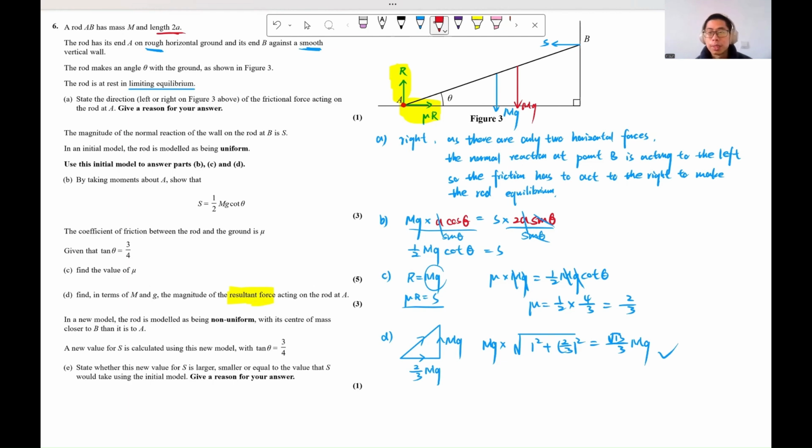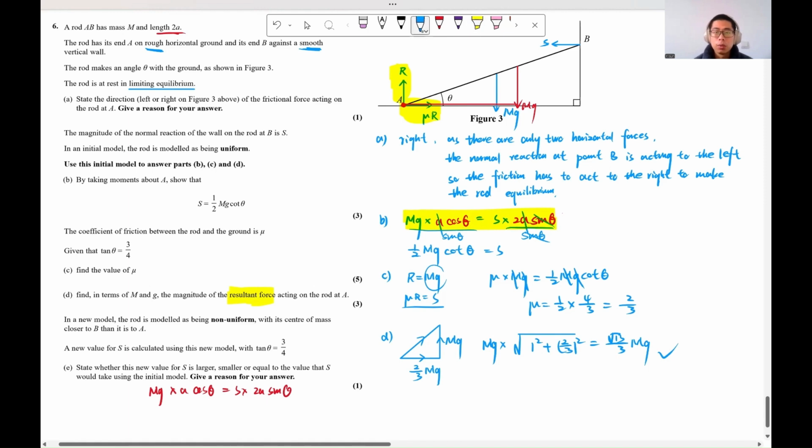Clearly, S would be bigger than before, because when we do the moments about point A, moment is force times the shortest distance. From point A to mg, the previous distance was shorter, but now the weight has moved more towards B, so it's longer than before. So the moment of mg about point A is bigger. Therefore S has to be bigger, because the equation we set up for S is mg times A cos theta equals S times 2A sine theta.